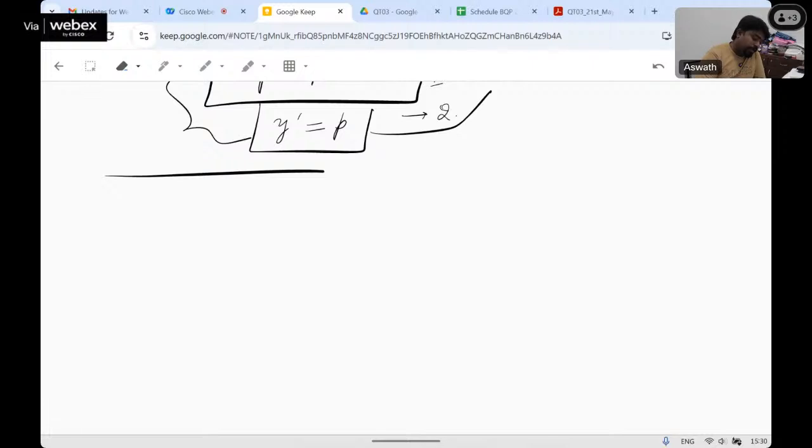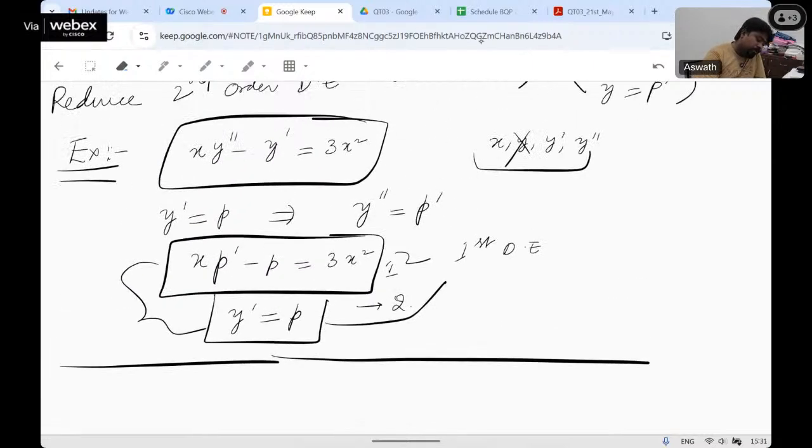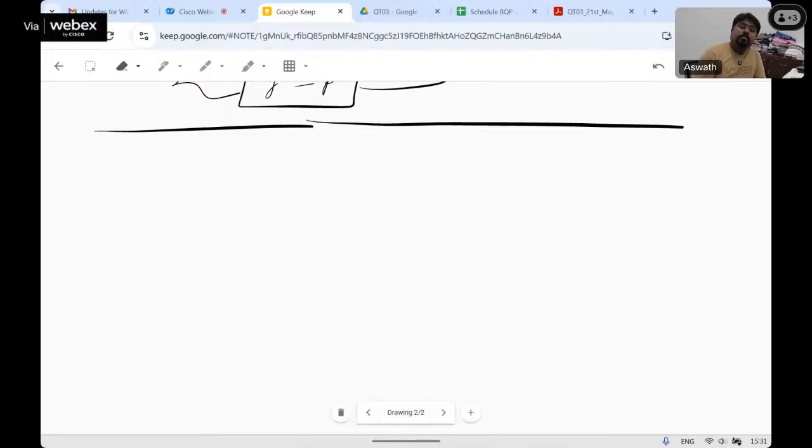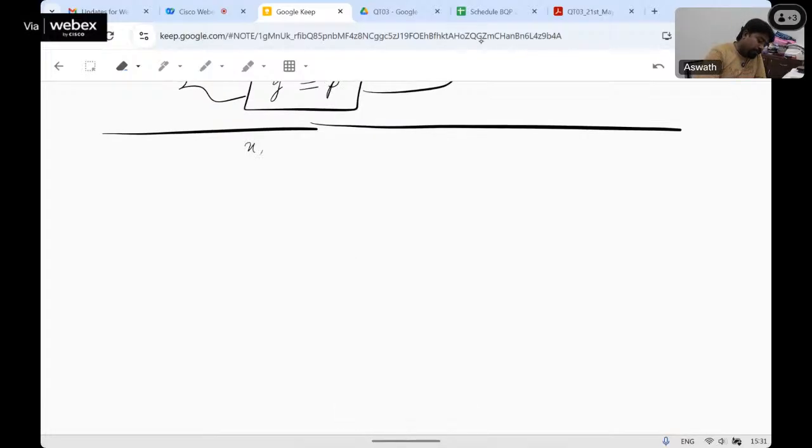Okay, let's see. That is this example itself. You can try to solve through this example itself. It's very easy. Now let's say something is missing apart from x, y, y prime, y double prime. Let's say x itself is missing. In that scenario, again I'll do the same technique.